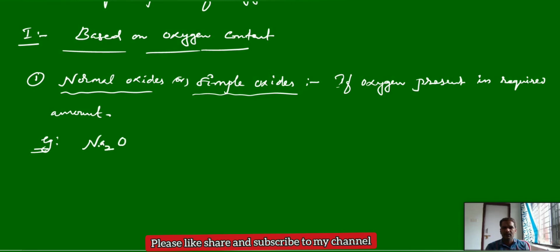Let us take sodium oxide. Here sodium valency is 1, and 2 sodium atoms are there. For 2 sodium atoms we require 1 oxygen. Oxygen valency is 2, and 2 sodiums require 2 valency, so that can be satisfied. Let us take magnesium oxide. Again magnesium valency is 2 and we have 1 oxygen, so it is satisfied.